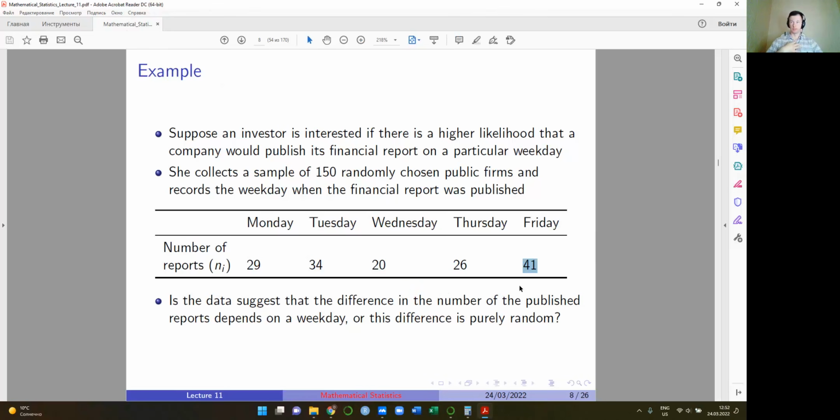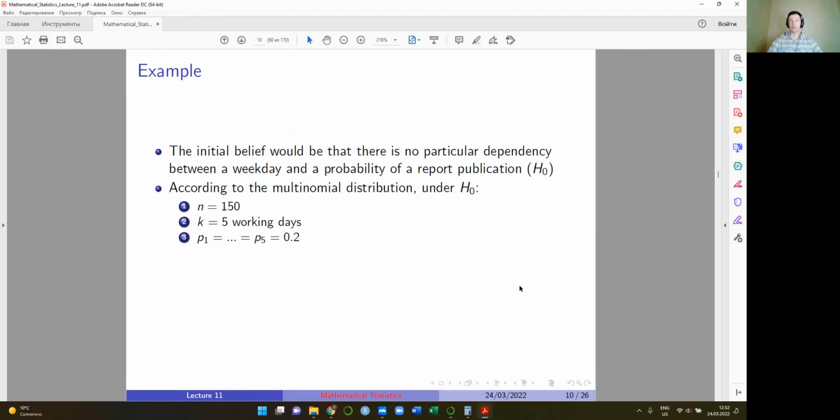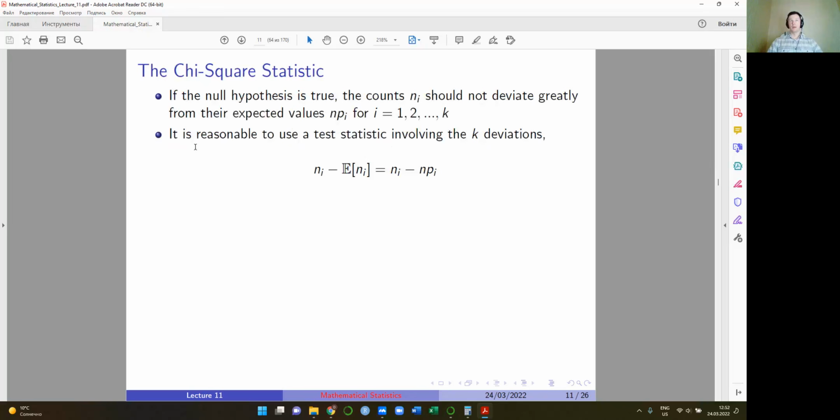But at least it is logical to observe the deviations from the expected counts, and then to incorporate these deviations somehow. So what do we do? It is reasonable to use a test statistic that involves all these k deviations, and the deviation is defined here. As I demonstrated, we look at the observed number of reports published and subtract the expected number of reports published. We do this for every group, and then we want to incorporate this into the test statistic. How can we do this?